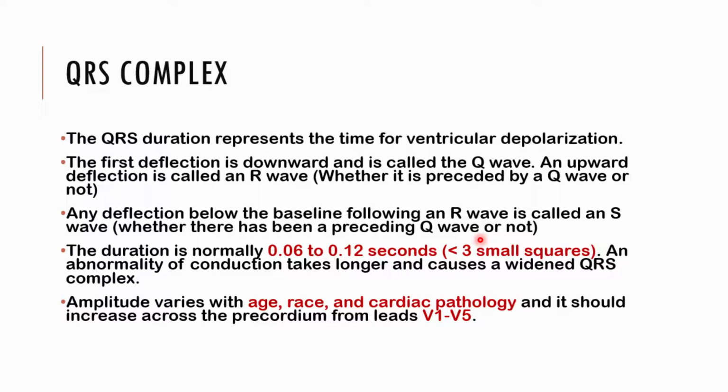And remember that the amplitude of this QRS complex can vary with different scenarios. It can vary with age, it could vary with race, it could vary with different cardiac pathologies, and this QRS complex increases in amplitude as we go from V1 to V5. And this makes sense because V4 and V5 are very close to the lateral surface of the left ventricle, and the majority of the heart is much closer to the thoracic cavity than with V1 and V2.